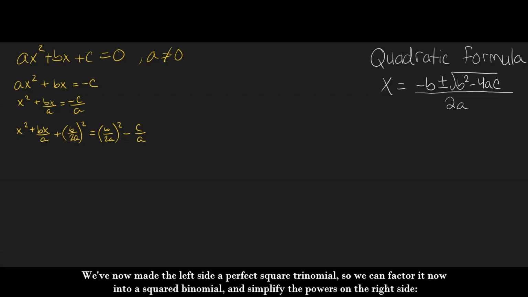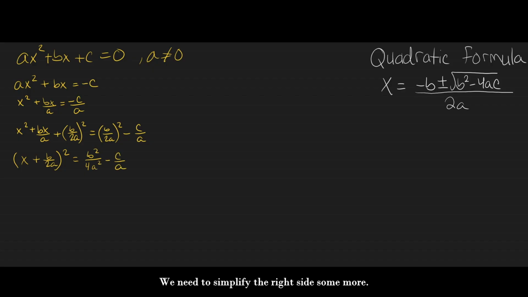We've now made the left side a perfect square trinomial, so we can factor it into a squared binomial and simplify the powers on the right side. x plus b over 2a, squared, equals b squared over 4a squared minus c over a.